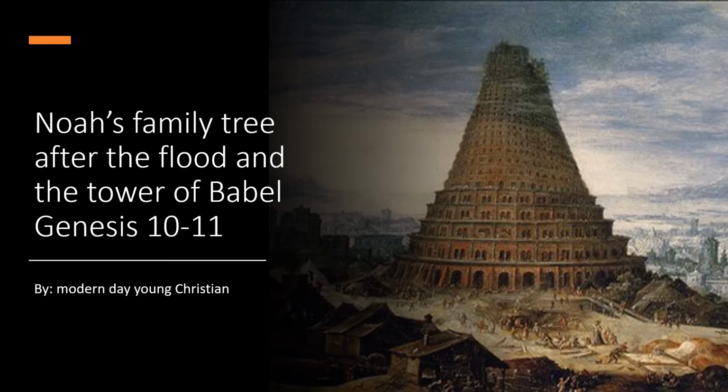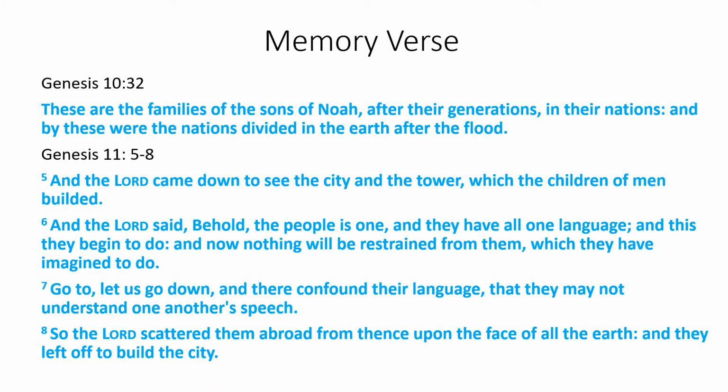And the image that I have here is actually the Tower of Babel. Okay, so let's continue. We have two memory verses for today's message, one from each chapter that we're going to be focusing on. The first one is found in Genesis chapter 10 verse 32, and it says, "These are the families of the sons of Noah after their generation in their nation, and by these were the nations divided in earth after the flood."